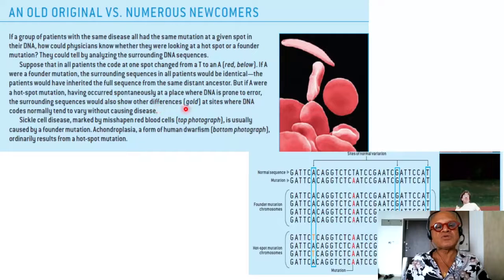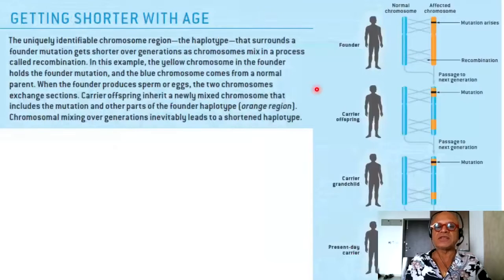The surrounding sequence would also show other differences at sites where DNA codes normally tend to vary without causing disease. Sickle cell disease, marked by misshapen red blood cells, as this is showing, is usually caused by a founder mutation. Achondroplasia, a form of human dwarfism, ordinarily results from a hotspot mutation. Okay, so this evolved over time to protect people with this one mutation by making them immune to malaria, which is carried by mosquitoes, but then if you get two of those, you get sickle cell disease.